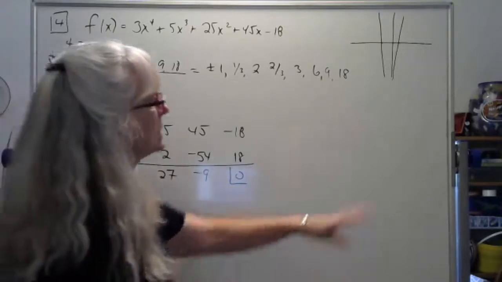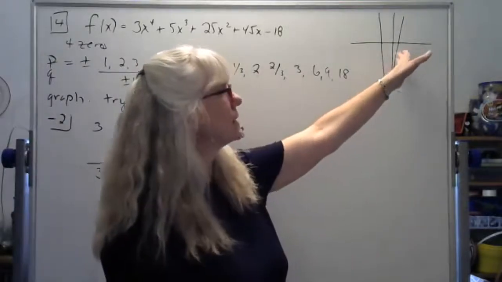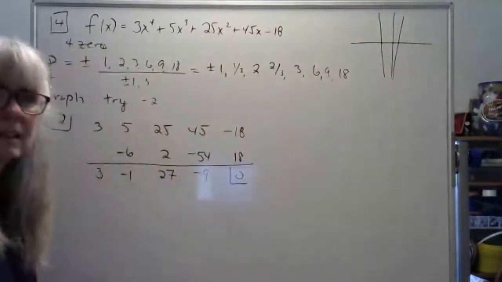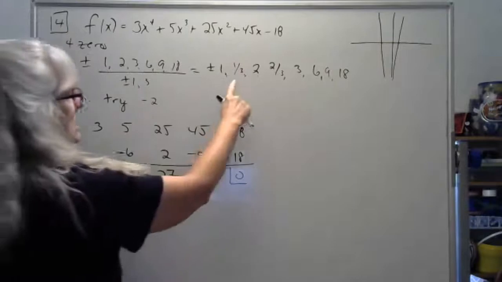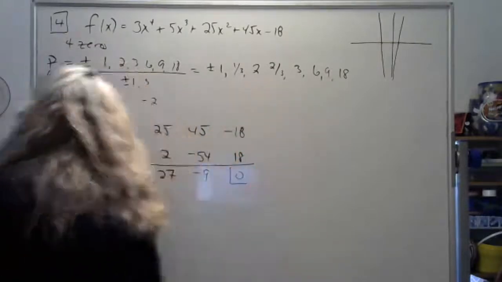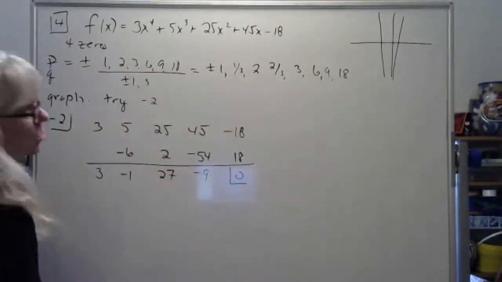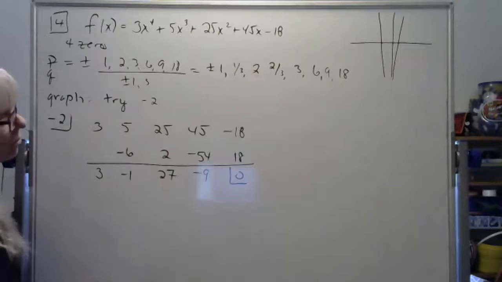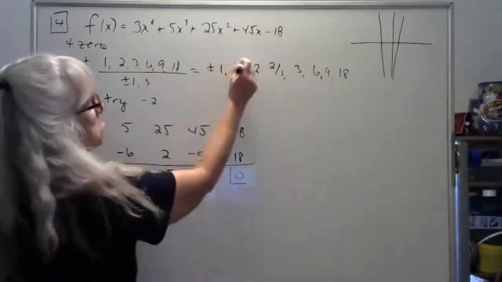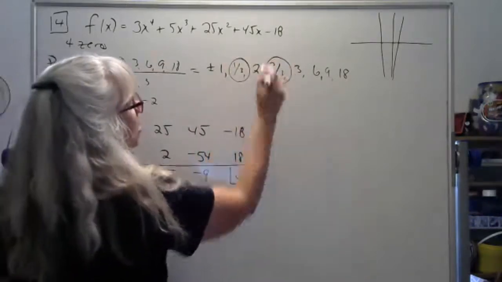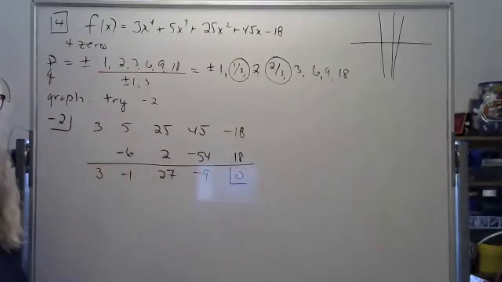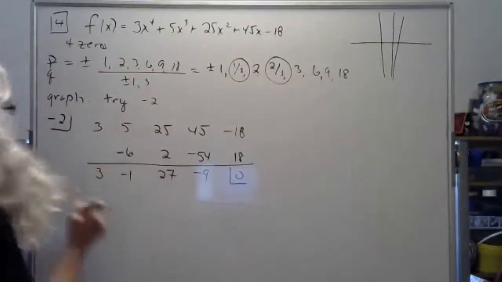So now I need to try this next number, which is sitting over here on this side. It's definitely less than 1, so it's one of these fractions. It's either 1/3 or 2/3. Does anybody have a preference on which one we try first? No? Nobody? Okay, let's try the 1/3.